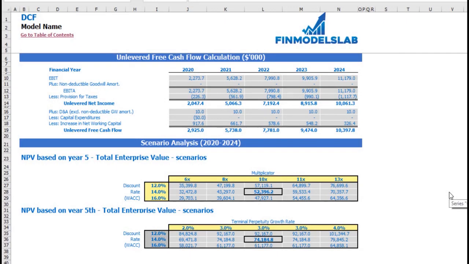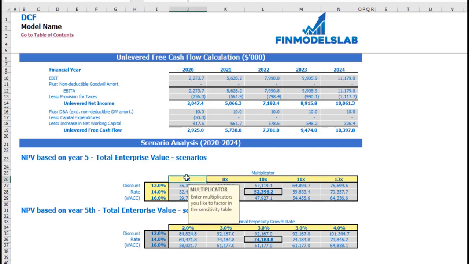On the GCF tab, you may see on the top the unlevered free cash flow calculation in $1,000. As a result, you may see the unlevered free cash flow. And on the bottom, you may see the scenario analysis for your total enterprise value. The first scenario factor is discount rate or weighted average cost of capital, which is 12, 14 and 16. These cells are also changeable.